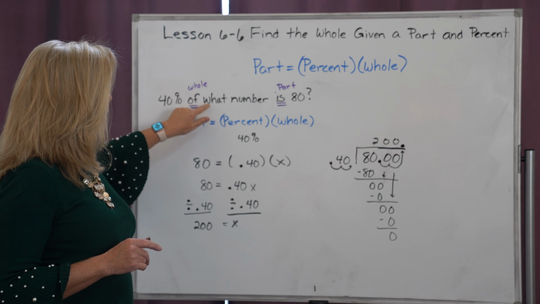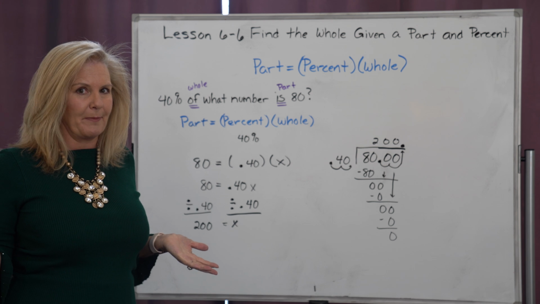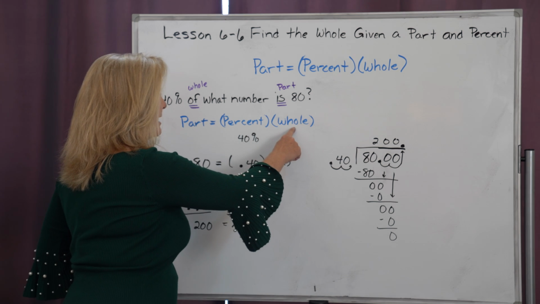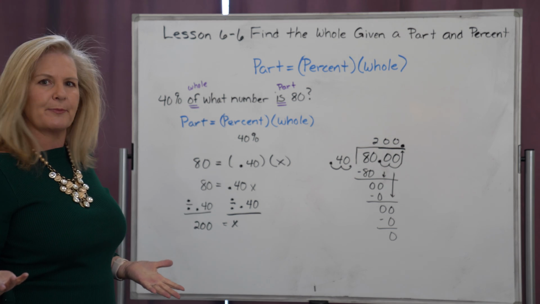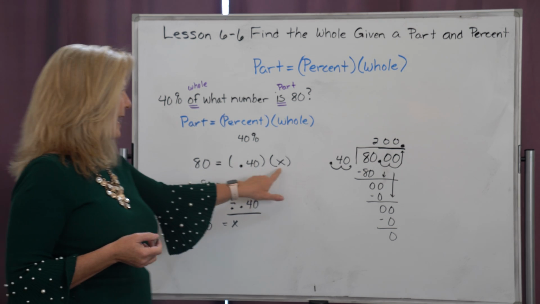And notice it says what number. I don't know what my whole is. So therefore, I know that I'm going to replace my whole with a variable. Doesn't matter which variable you choose, I just happen to choose x.